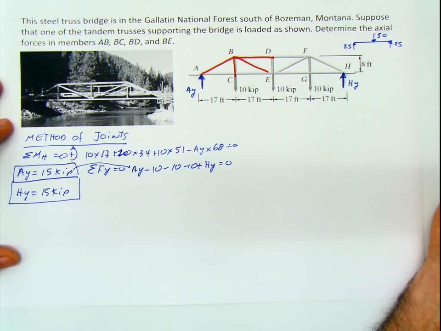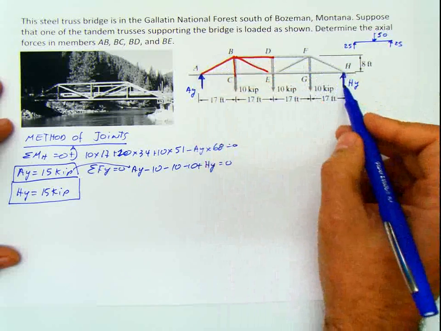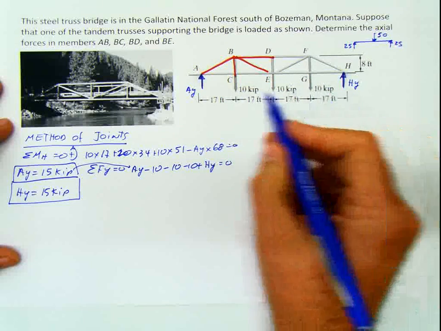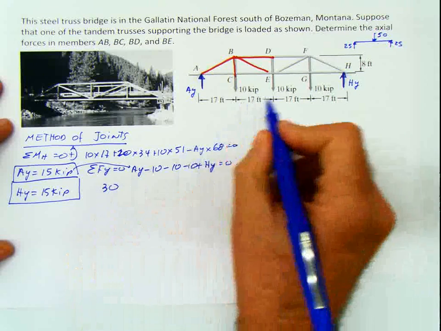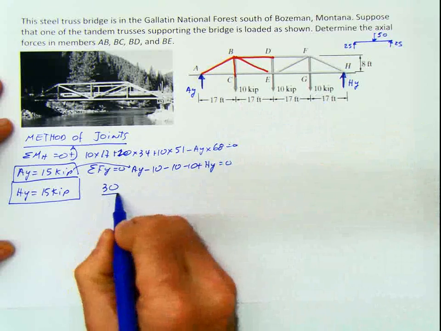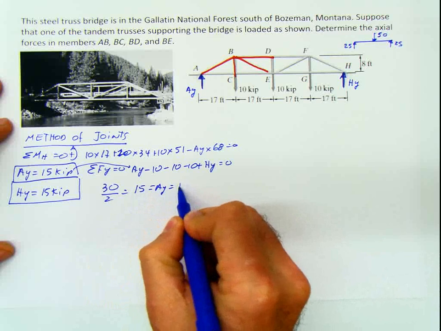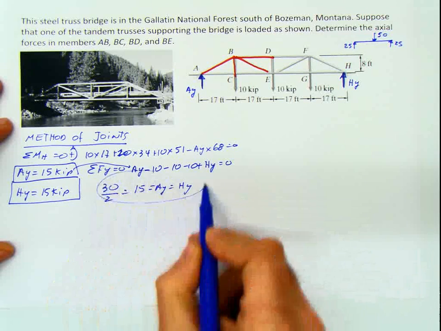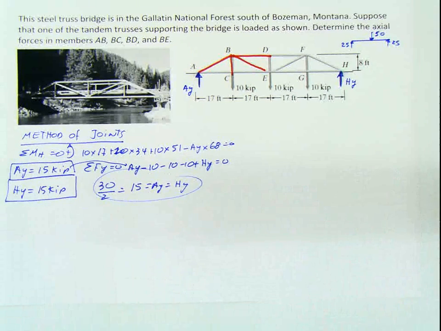That's normal, that's logic. But in this case, because this is symmetric also, I can say that each one of them is going to take half of the vertical load. And the total load is 30, because it's 10 plus 10 plus 10. If I divide that by 2, that means that that's going to be 15, and that's going to be AY, and that's going to be HY. You see, this versus that. But of course, for doing that, you have to think and you have to be familiar with this type of situation. That's it.